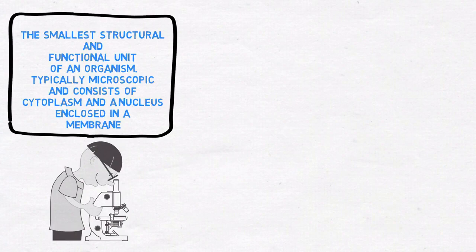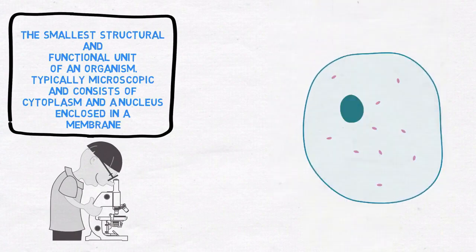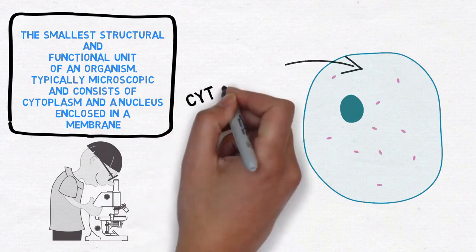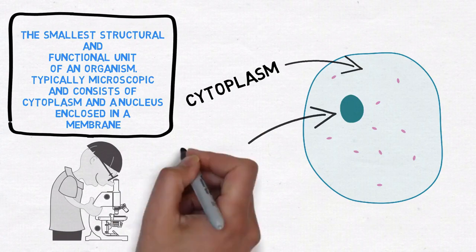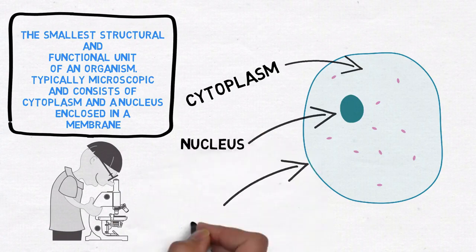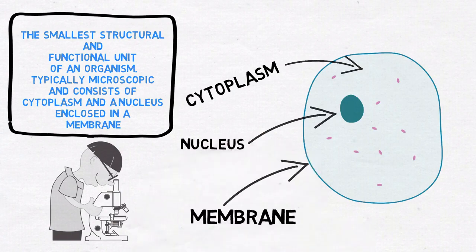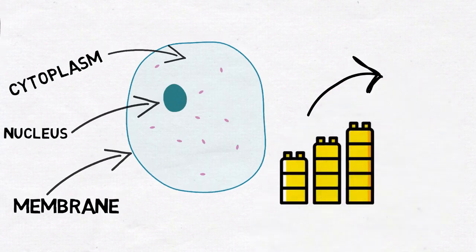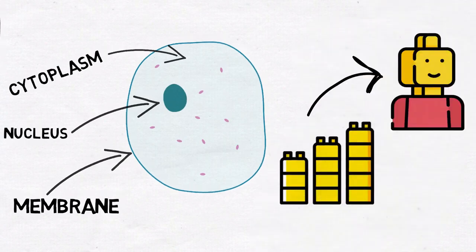A cell, by definition, is the smallest structural and functional unit of an organism, which is typically microscopic and consists of a cytoplasm and a nucleus, enclosed in a membrane. You can think of cells as tiny pieces of Lego that come together to make an organism.